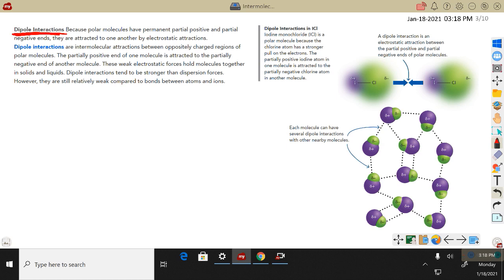Dipole attractions or dipole forces are for polar molecules. So the last one, the London force, was for a nonpolar molecule that does not have a substantial region of charge. But polar molecules do. They have permanent partial positive and partial negative ends from the unequal sharing of electrons within the bonds. And so an example might be in this iodine monochloride molecule.